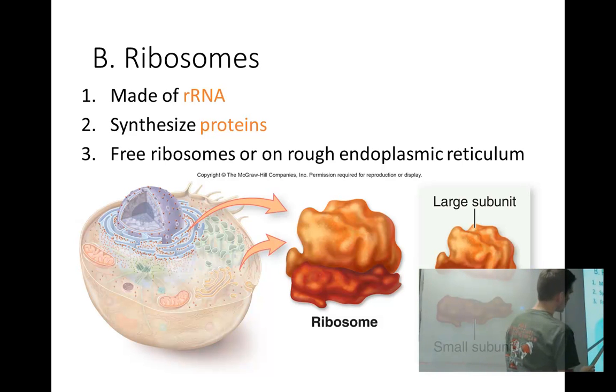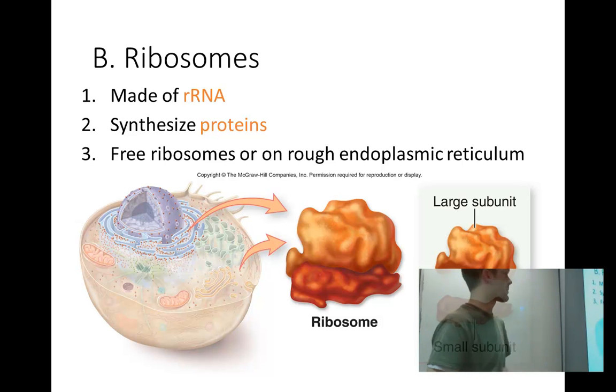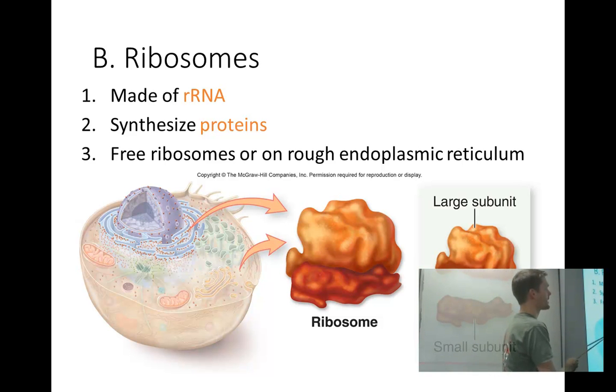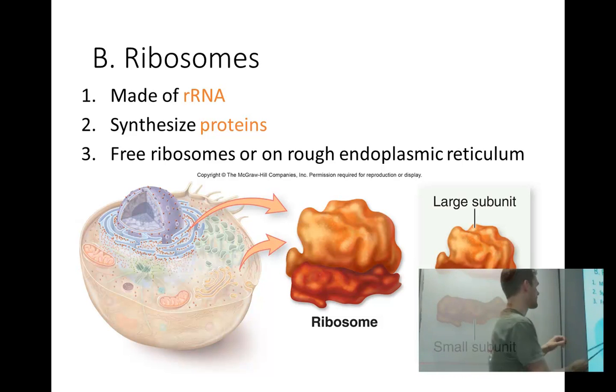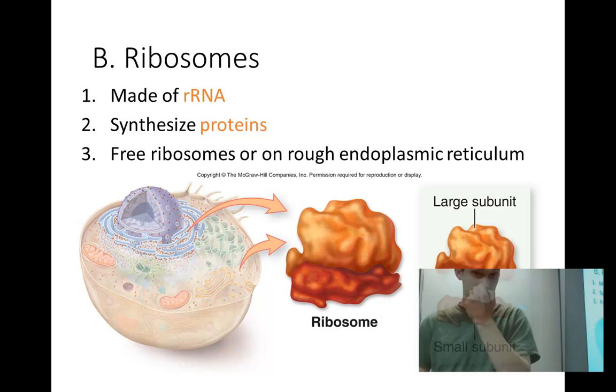And then you also have this curvy area. This is the endoplasmic reticulum, which is made of another membrane, but it also has ribosomes embedded within it. So it's called the rough endoplasmic reticulum. It's rough because those ribosomes are on it. So you can have free or embedded ribosomes in eukaryotes. In prokaryotes, they only have free ribosomes. They don't have an endoplasmic reticulum.